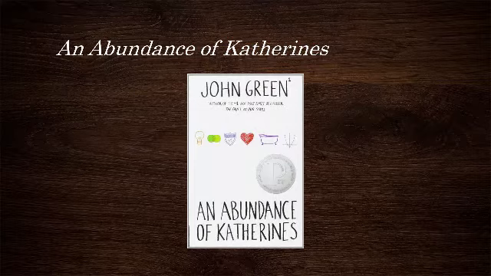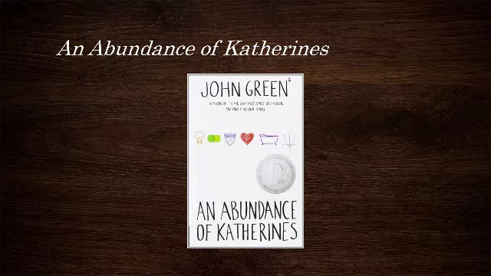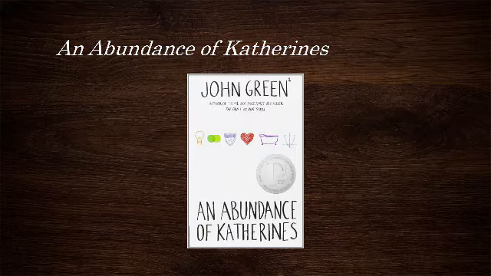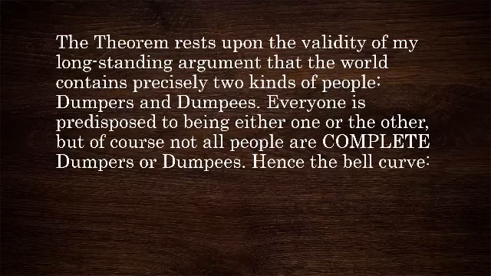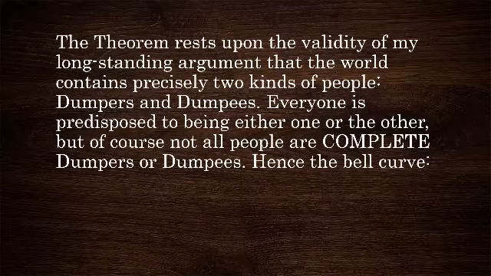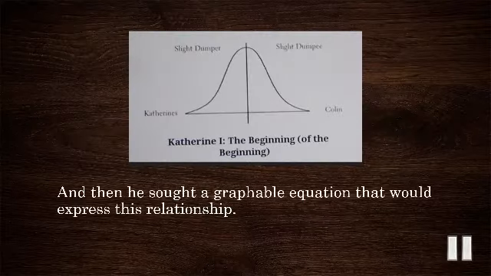So she introduces us to a novel called An Abundance of Catherines by John Green. And in the novel, the protagonist named Colin finds that he only falls in love with girls named Catherine and that he's always dumped by girls named Catherine. So Colin starts to come up with a theorem that will predict whether or not he's going to be dumped and how long it will take if he does.